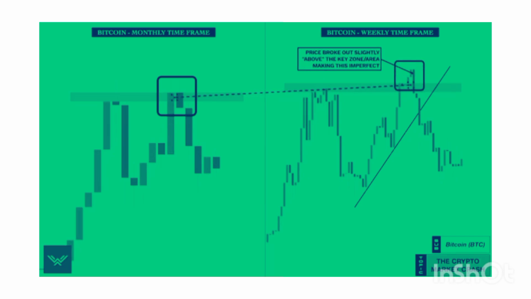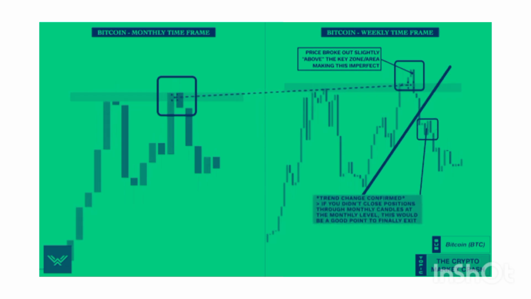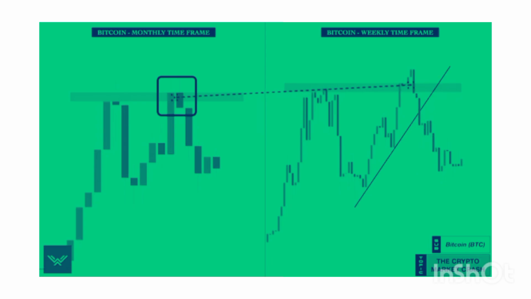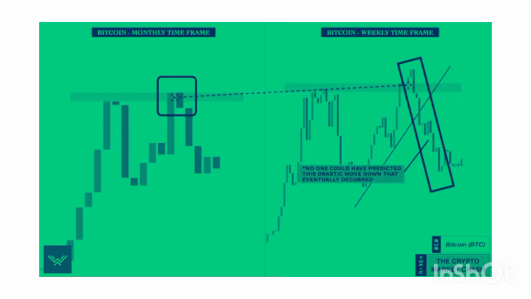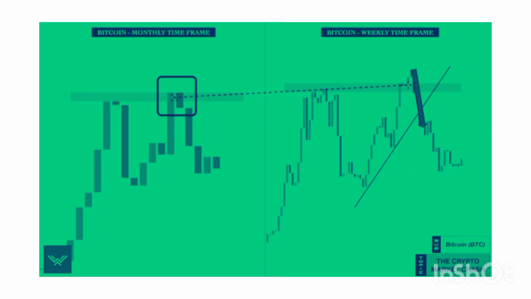If you didn't close out your positions based on the monthly time frame price action and monthly key levels, a second exit confirmation point would have been through the trendline break area here. Now, to be clear, no one could have predicted this drastic reversal here. In an alternate timeline, within the multiverse, this could have ended up being a slight pullback and then price continued up and to the moon.